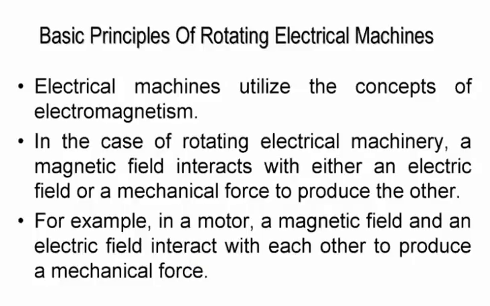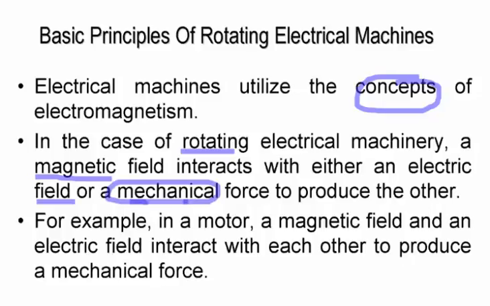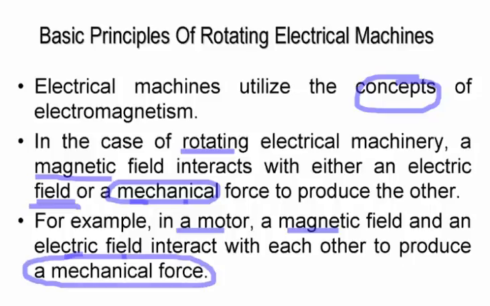So as you can see, our machines utilize the concept of electromagnetism. In the case of rotating electrical machinery, we have the magnetic field that interacts with either an electric field or a mechanical force to produce the other. A mechanical force is where we have a generator. In a motor, we will have an electric field. So if we go back to the motor, we have a magnetic field and the electric field that interact with each other, and that then produces the mechanical force.